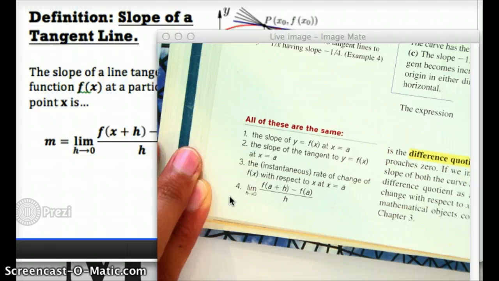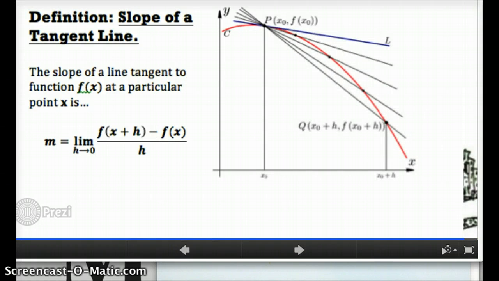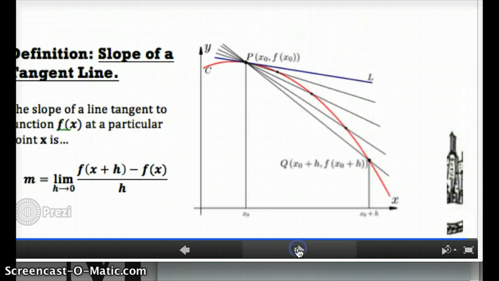You need to understand what this means. 4 different ways to say the exact same thing. You should, in fact, memorize them. Okay, so armed with this new definition, let's go back to that example that we did just a minute ago.